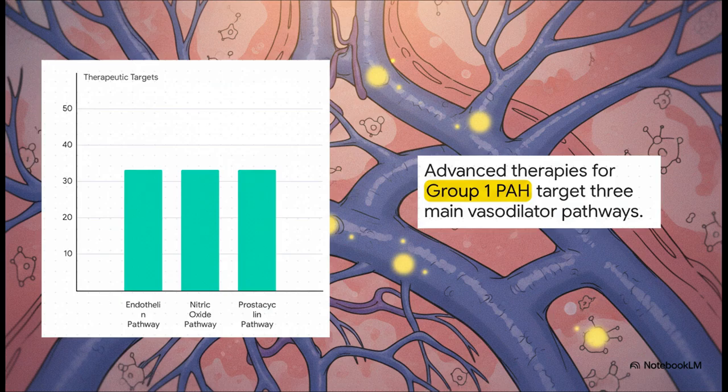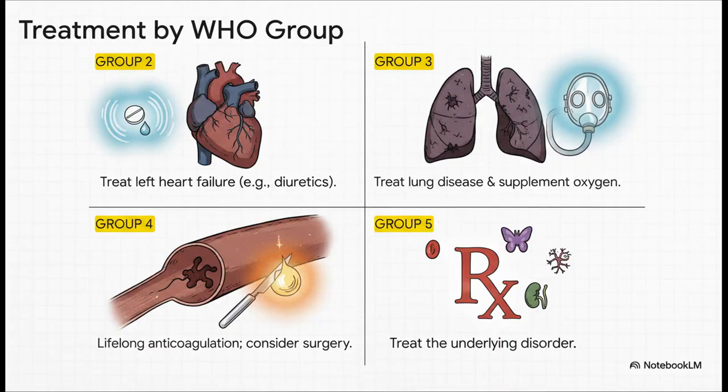We can block the endothelin pathway, we can boost the nitric oxide pathway with drugs like sildenafil, or we can supplement the prostacyclin pathway. A lot of times patients end up needing a combination of drugs that hit more than one of these targets. Now for everyone else, groups 2 through 5, the strategy is totally different. We do not use those specialized group 1 drugs. In fact, they can be harmful.